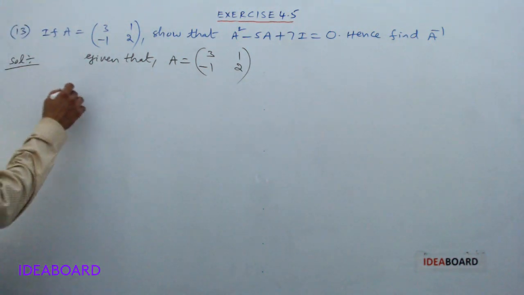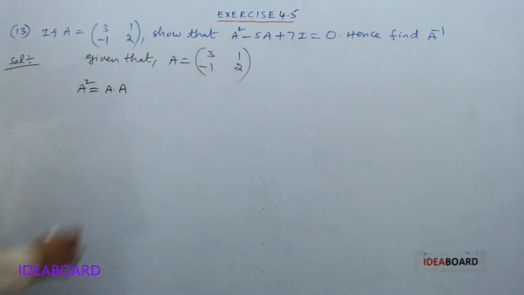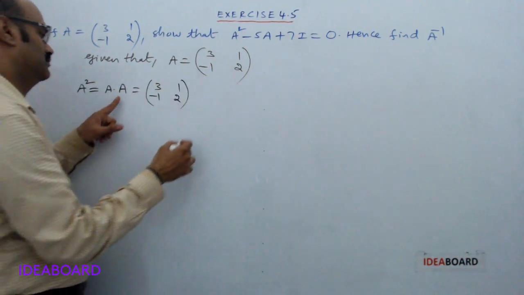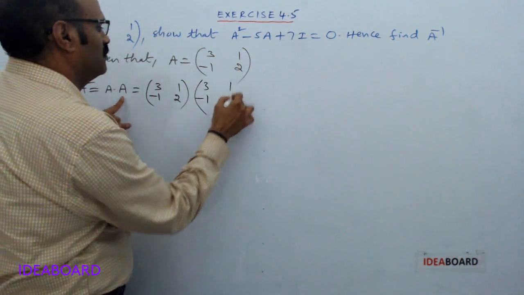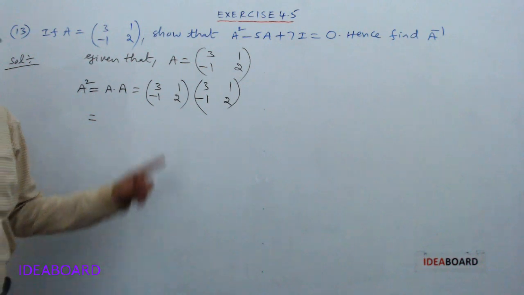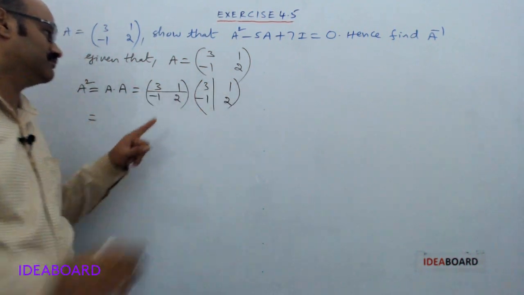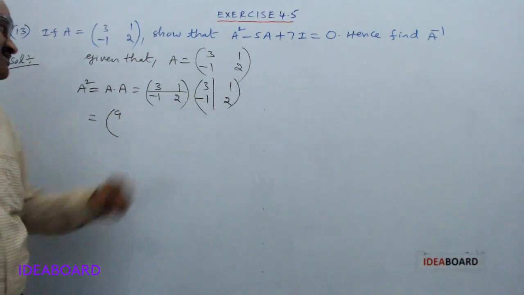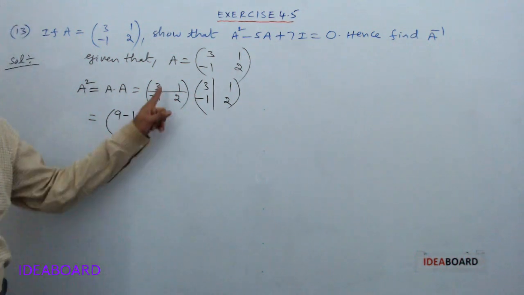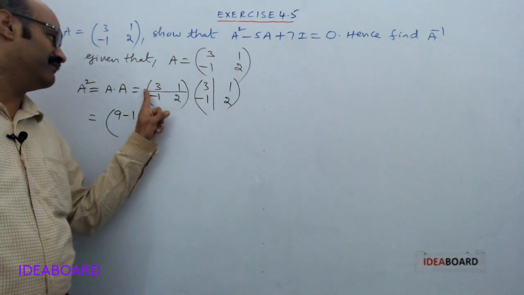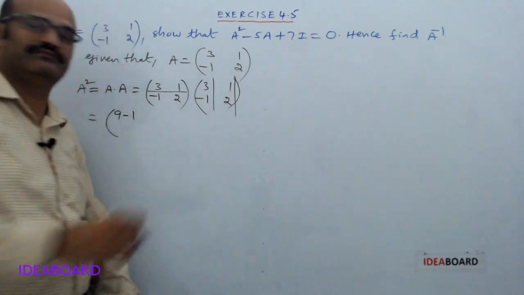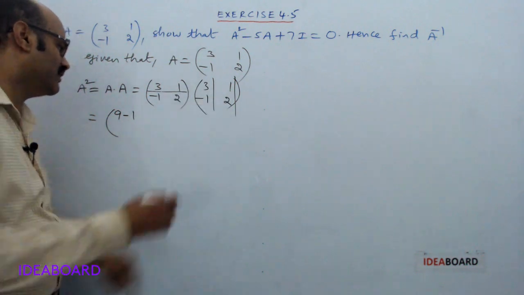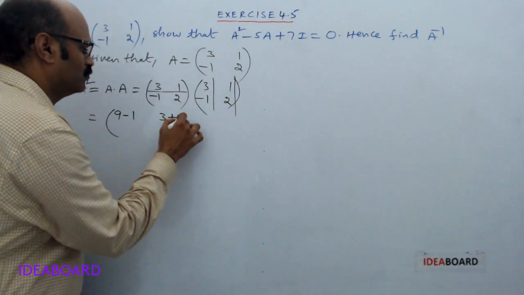Now, A square equal to A into A, which is [3 1; -1 2] times [3 1; -1 2]. Multiply first row with the first column: 3 into 3 is 9, 1 into minus 1 is minus 1. Next multiply first row with the second column. Corresponding elements we have to multiply and then add: 3 into 1 is 3, 1 into 2 is 2.